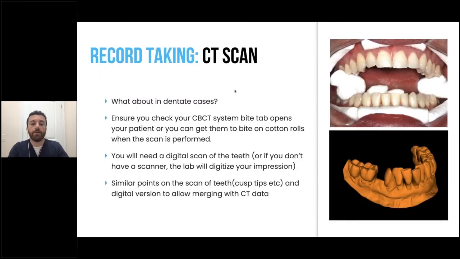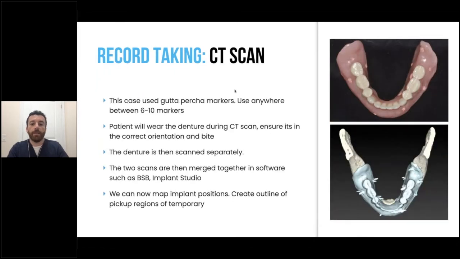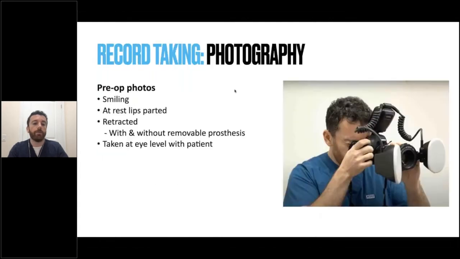If you have cases that are dentate, it's a bit easier. You're just going to want to ensure you have bite taps to open the patient up. That way you can get the relationship of the teeth separately, and then you can basically match similar points on the scan of your teeth and the digital version to allow merging with your CT data. In this case, we just show an example using another form of radiopaque markers. You can use gutta-percha points, and you're going to place anywhere between 6 to 10 markers and then have the patient take the scan with the denture in place and with the denture out.